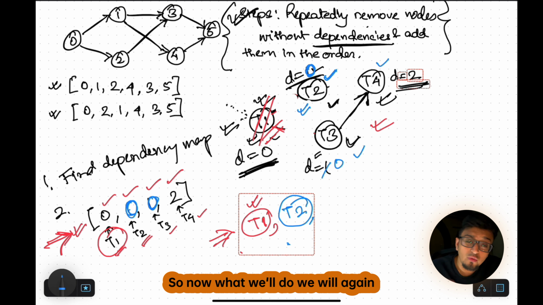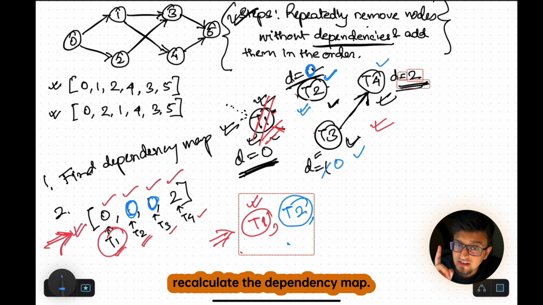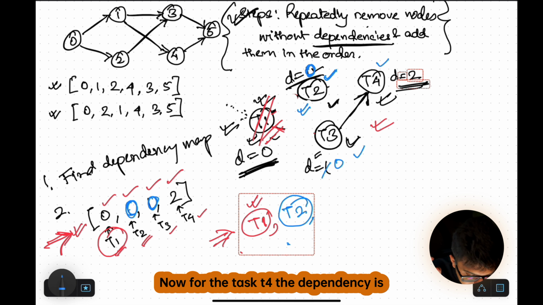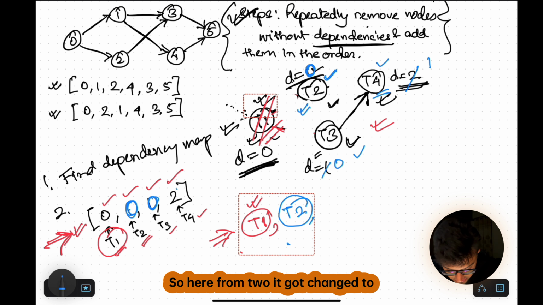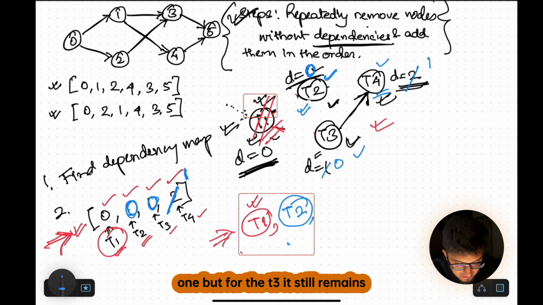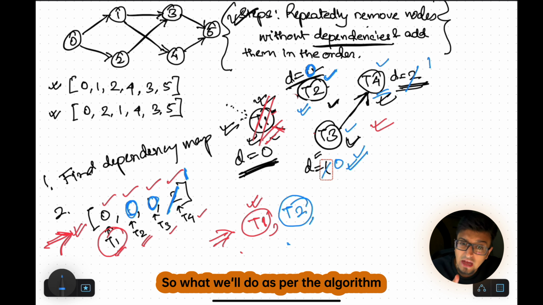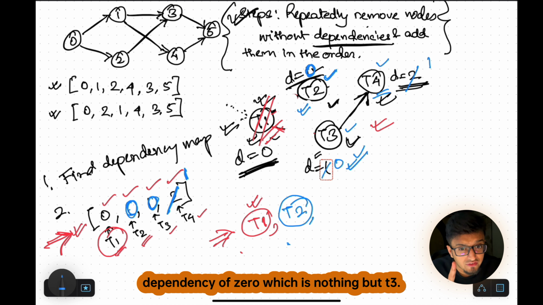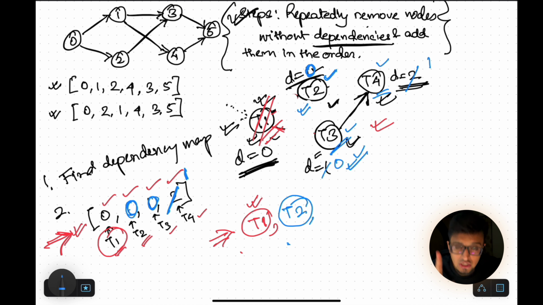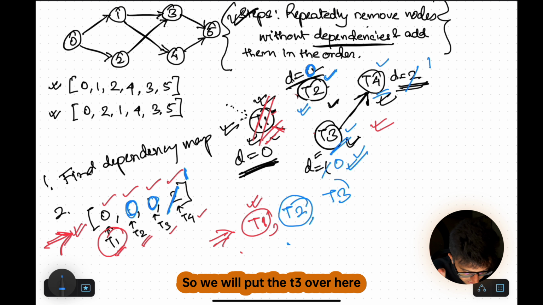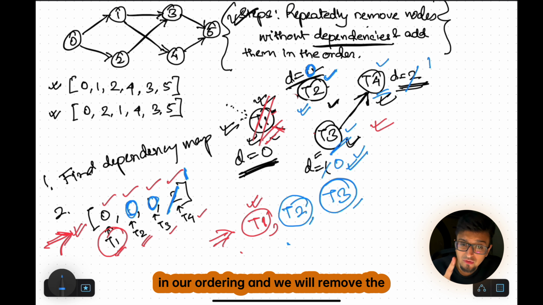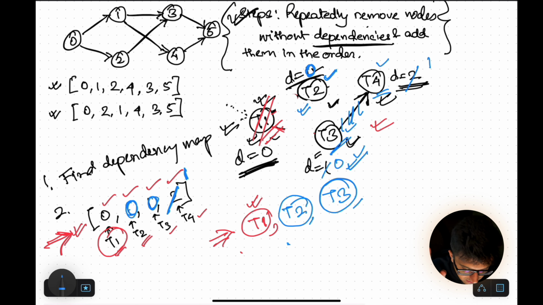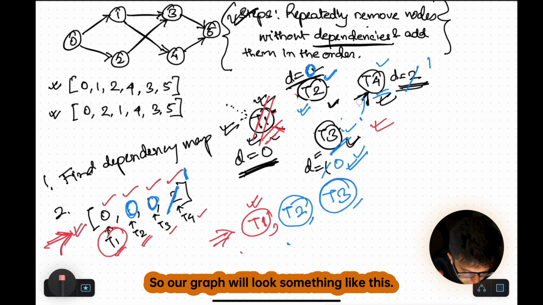So now what we'll do, we will again recalculate the dependency map. Now for the task T4, the dependency is 1. So here from 2 it got changed to 1. But for the T3, it still remains the same, that is 0. So what we'll do, as per the algorithm, we will again check which task has the dependency of 0, which is nothing but T3. So we will put the T3 over here in our ordering and we will remove the outward edge from here. So our graph will look something like this.